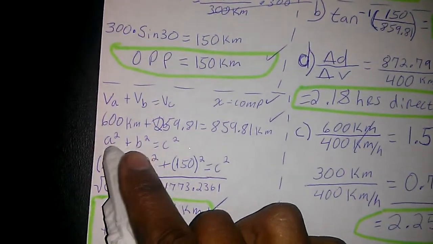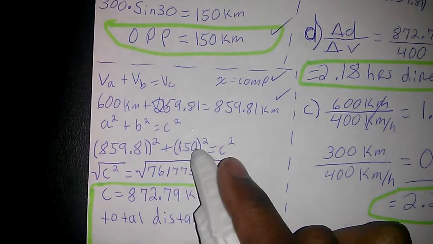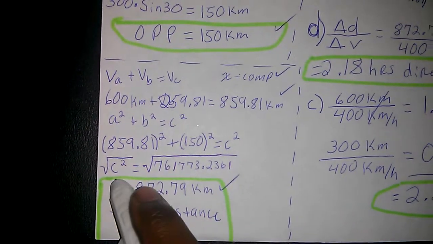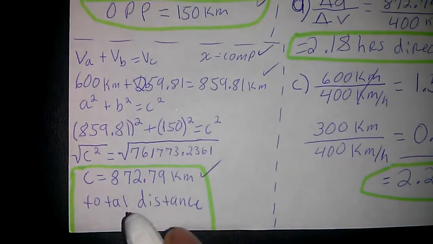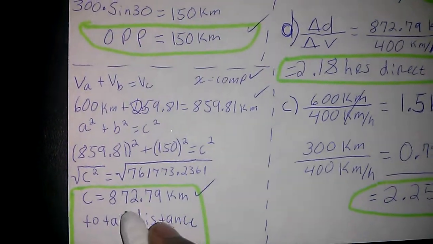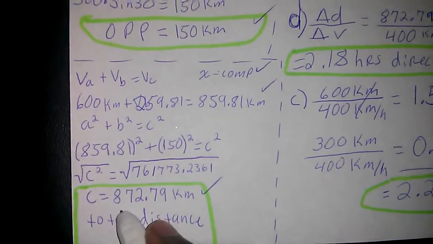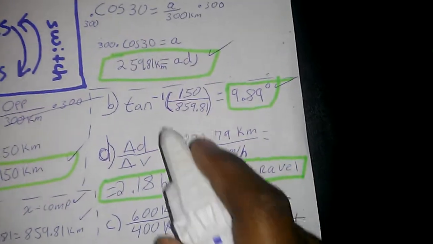And now you do Pythagorean's theorem. A squared plus B squared equals C squared. Now, go ahead and do your square root. Got this huge number I'm not going to pronounce, it takes too much time. And now you got the total distance. Got the total distance of C, which is the hypotenuse right here. Now we just go ahead and move on to B.